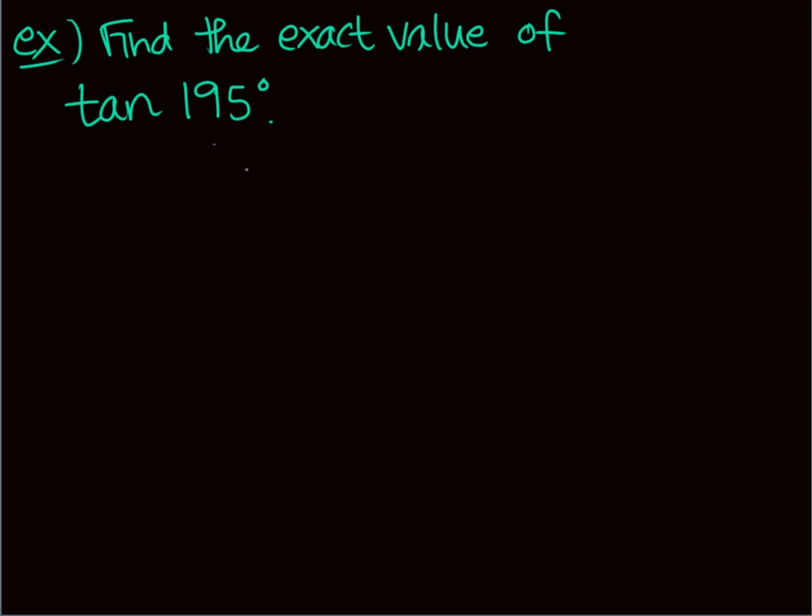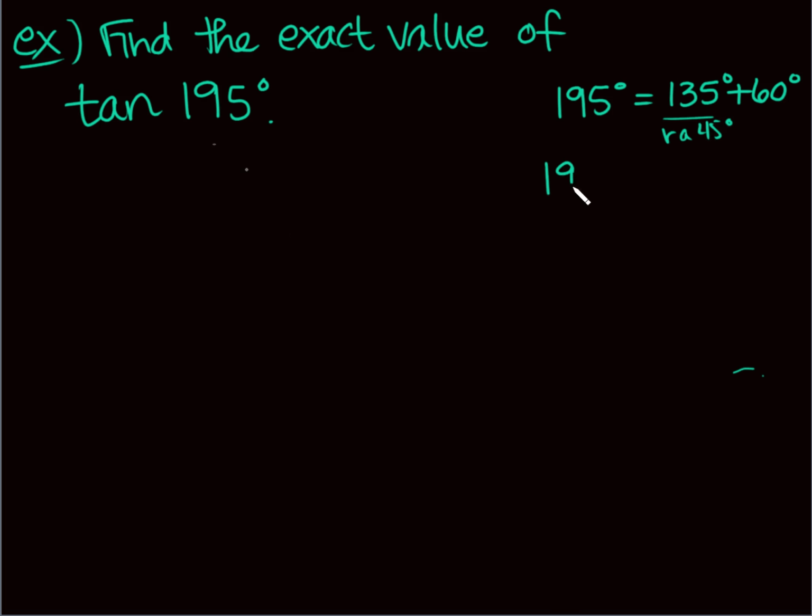So I need to find a way to rewrite 195 in terms of angles that have reference angles of 30, 45, or 60. So let's say if I subtract 60 from it, 195 could be written as 135 plus 60. Would that work? Yeah, I think I could use this, because what's this guy's reference angle? Its reference angle is 45 degrees. So I'll be able to do that, and I know the exact value of tangent.